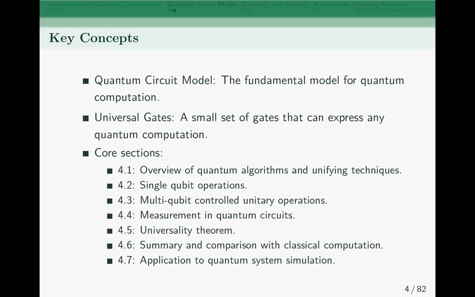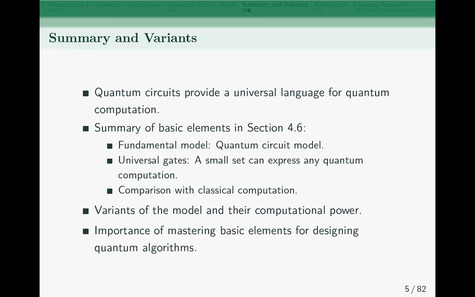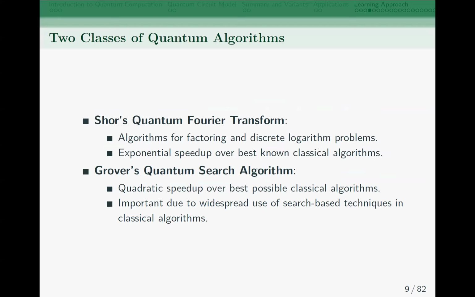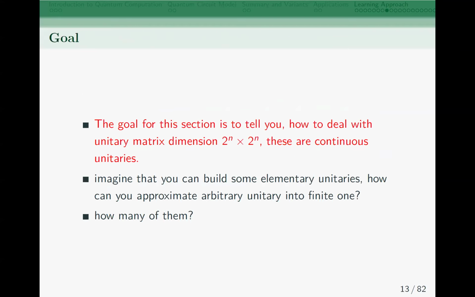The quantum circuit model is the model that we are trying to use. The goal of this section is to tell you how to deal with unitary matrices. There are continuous unitaries, right? So imagine that you can do some elementary unitaries. How can you approximate an arbitrary unitary? My question is, how many elementary gates do you need? For classical, you only need one, right? You only need NAND. So how many for quantum?